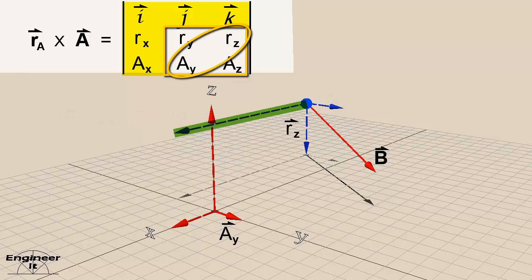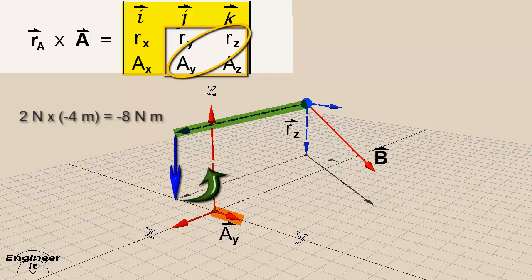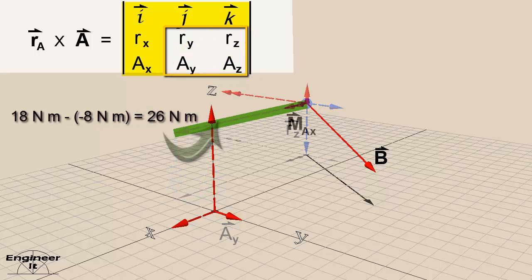The perpendicular distance Rz to the line of action of Ay produces a moment about Rx, which is negative 8 Newton meters. This is subtracted from the previous moment. The resulting moment about Rx is 26 Newton meters.